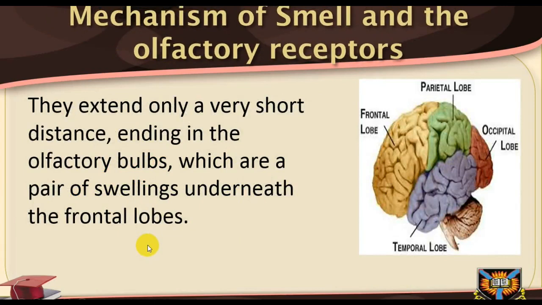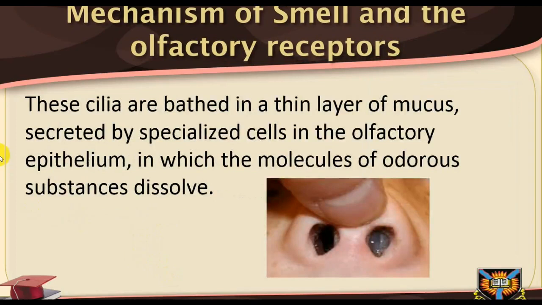The other end of each olfactory receptor, pointing down into the nasal cavity, is extended into a long process, ending in a knob carrying several hairs, cilia. These cilia are bathed in a thin layer of mucus secreted by specialized cells in the olfactory epithelium, in which the molecules of odorous substances dissolve.